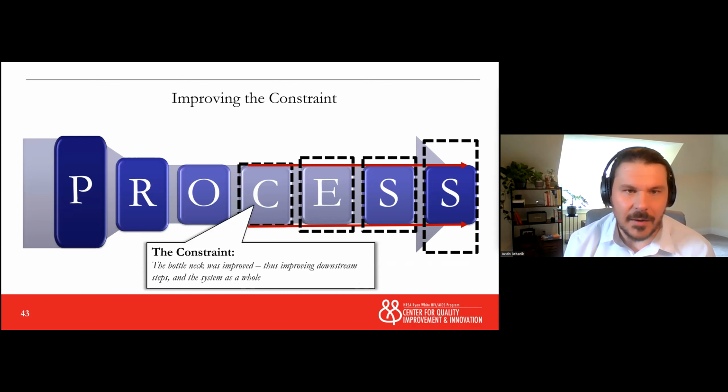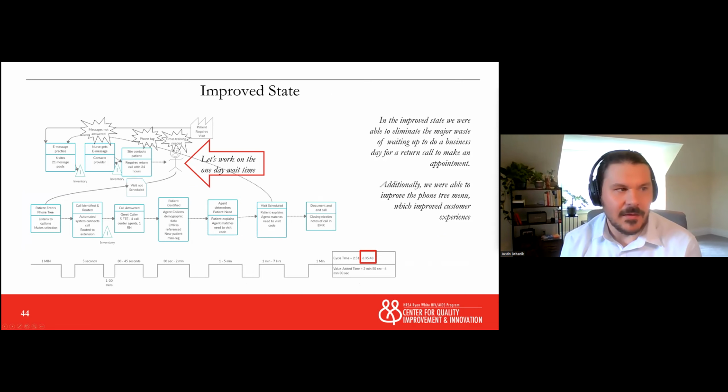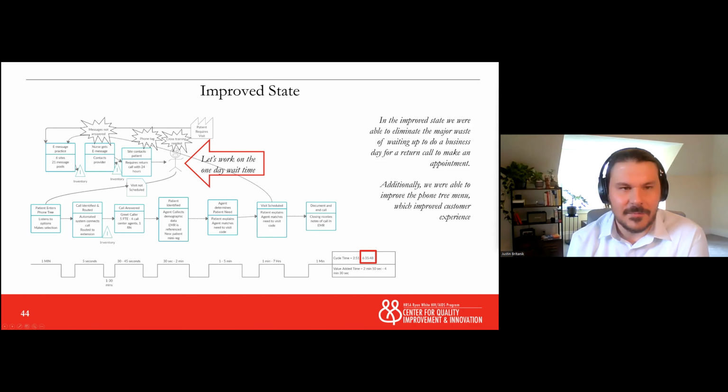And we want to basically break that bottleneck. We want to get rid of that 1-day wait time. And so we got rid of the 1-day wait time. We worked on it. We eliminated the major waste. So now we don't have to wait up to a business day. And we were able to improve the phone tree menu. We're improving that customer experience. That's something they talked about as well.